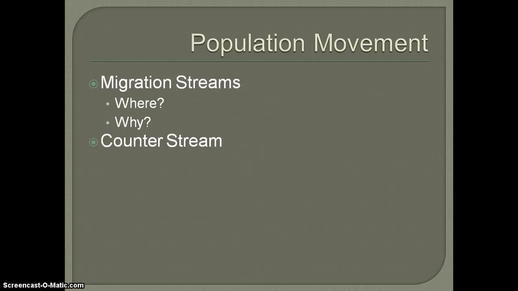And then we'll also notice that every migration stream is going to create what's called a counter stream, where people begin to move against the current migration stream. Essentially, anytime somebody moves into a place, people are going to be moving out of a place for any particular reason. And a lot of it has to do with maybe the place becomes too crowded, so the people that are living there initially decide that they want to move somewhere else. It could be they have some sort of problem. They have issues with the type of people that are moving in. Maybe it's an ethnic issue, maybe it's a racial issue, it's a religious issue, so the people don't take kindly to the folks that are moving in.